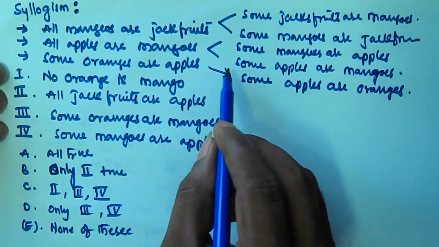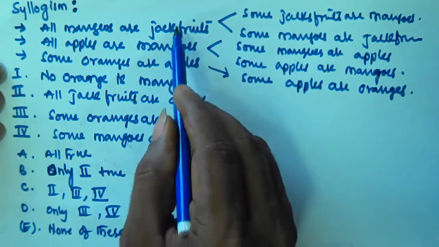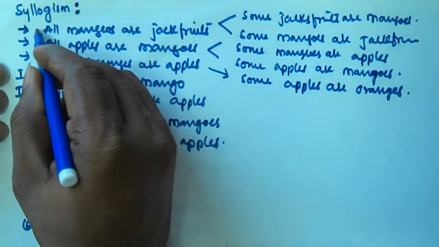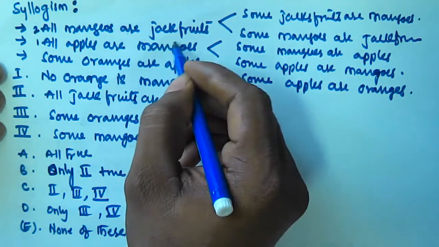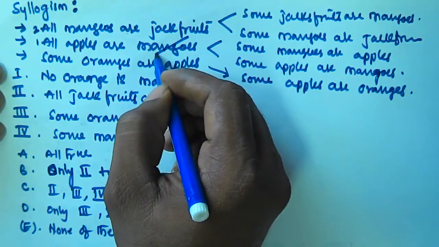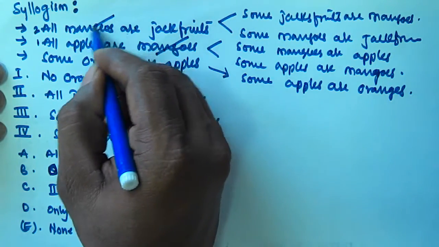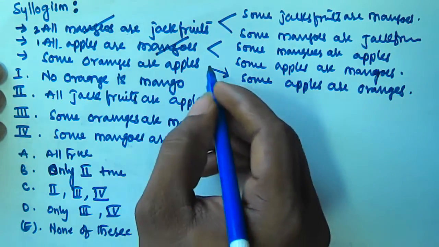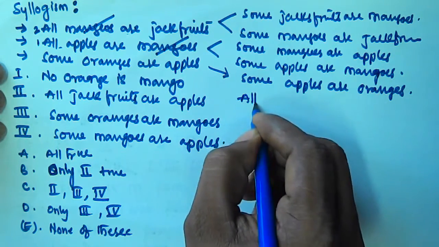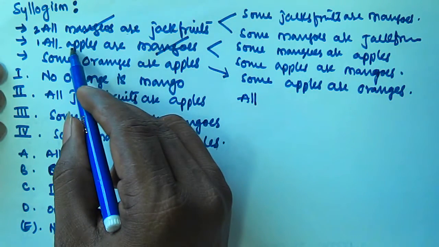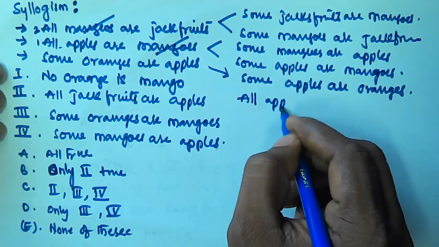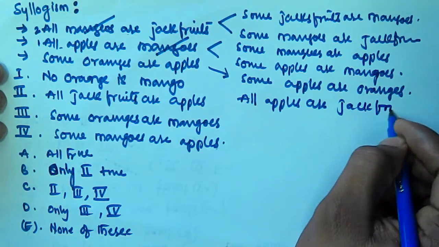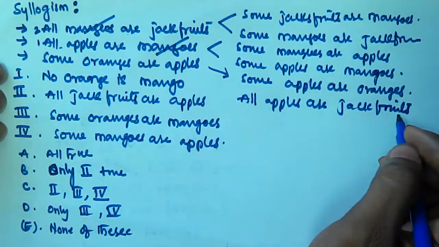Now come to the first two. Let us assume this is the first statement and this is the second statement. The predicate of the first, mangoes, is equivalent to the subject of the second. Both start with all, so from these two we can derive all, taking the subject from the first one. So all apples are jackfruits.